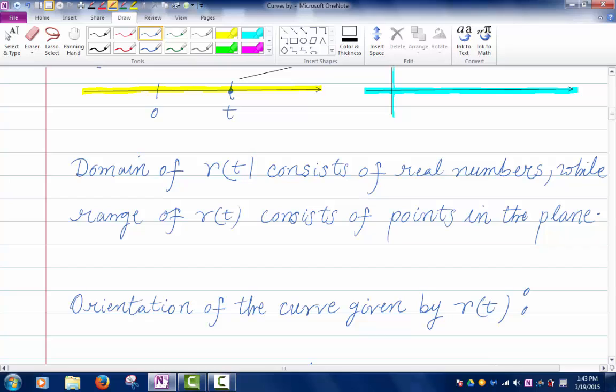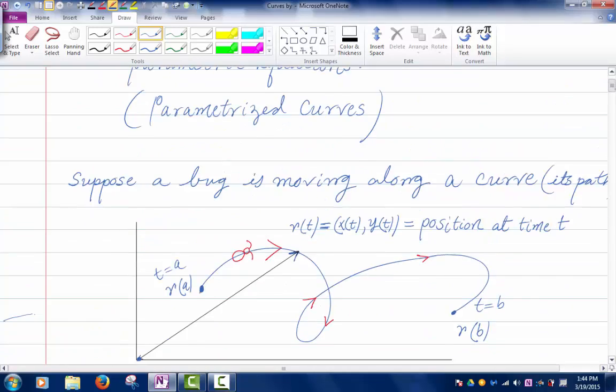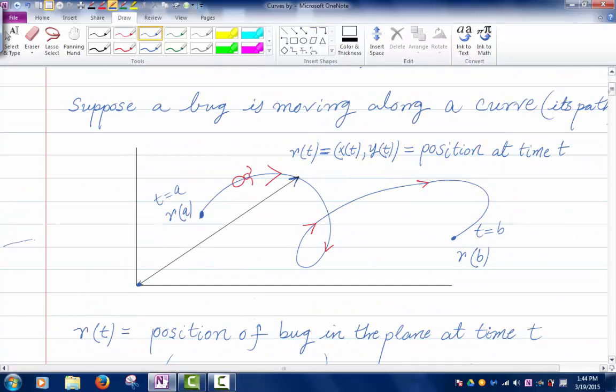There are many ways of tracing the curve, right? For example, this is not the only possibility of the orientation. Maybe at time a you are here instead of there, and you're tracing it the other way. Or maybe you're going to come to this point and then go there, and then come back, and then make a loop, and then go back. So there are many possibilities of the orientation for the same curve, right?